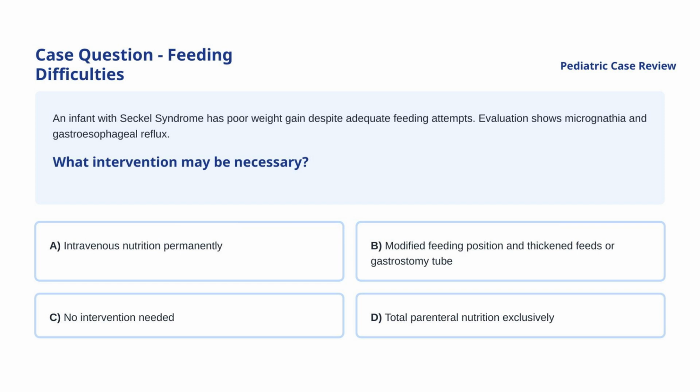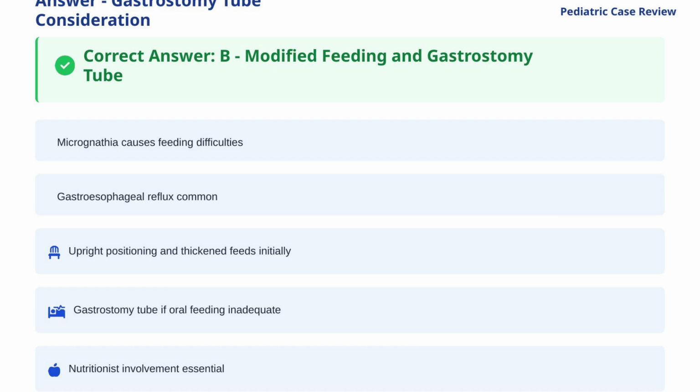Case 21. An infant with Seckel syndrome has poor weight gain despite adequate feeding attempts. Evaluation shows micrognathia and gastroesophageal reflux. What intervention may be necessary? Option A, intravenous nutrition permanently. Option B, modified feeding position and thickened feeds or gastrostomy tube. Option C, no intervention needed. Option D, total parenteral nutrition exclusively. The correct answer is B, feeding difficulties are common due to micrognathia and gastroesophageal reflux.